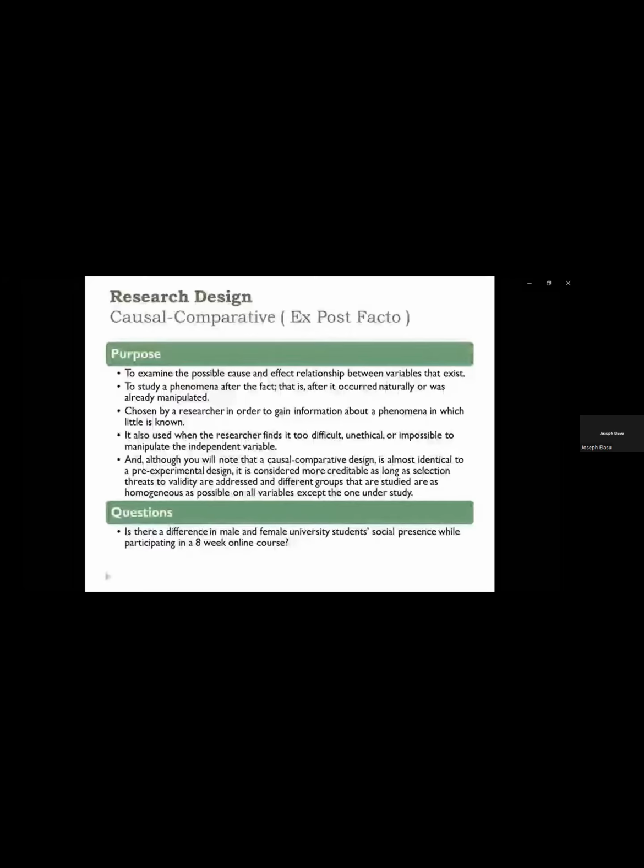I'd like to give you an example of a question that might be used with a causal comparative study. For example, I may say, is there a difference in male and female university students' social presence while participating in an 8-week online class? I simply want to know, is there a difference in their social presence between males and females? And again, I can't manipulate it. It's unethical and impossible for me to manipulate gender. And so I would choose a causal comparative study.